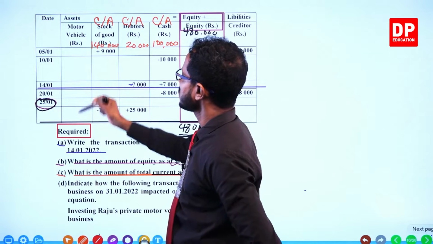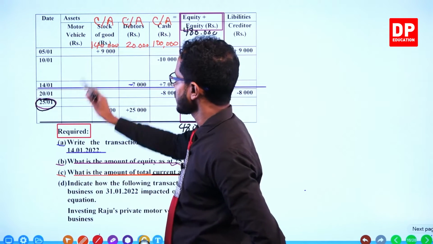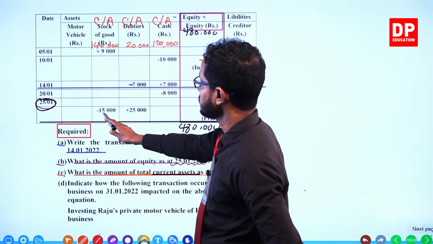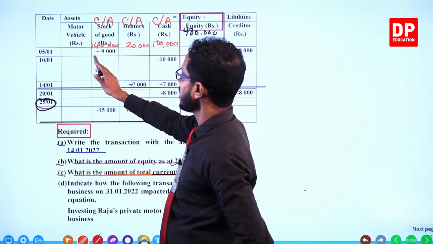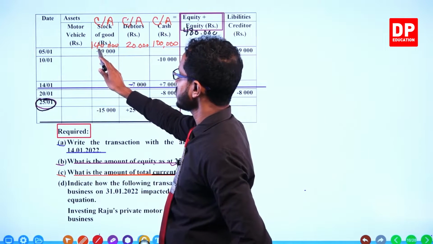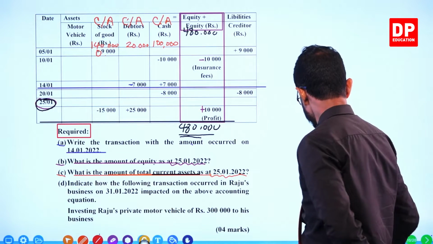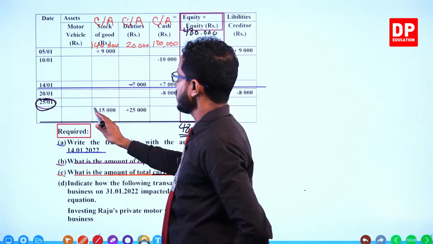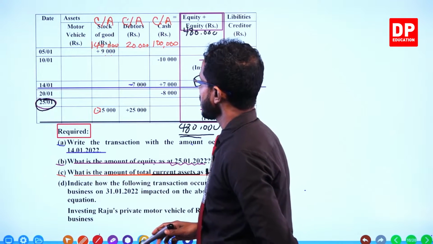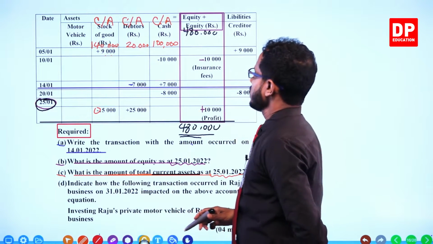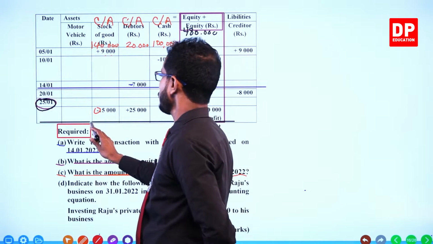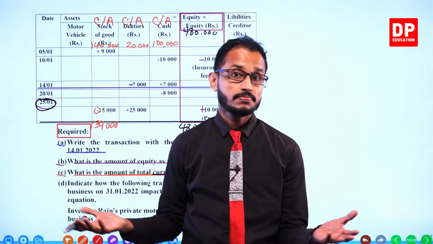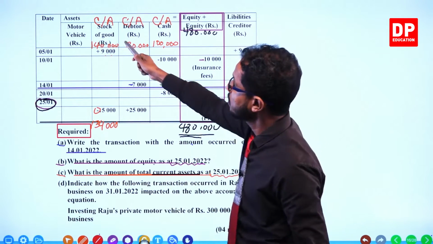In the stock of goods, there is a 9,000 increase. 140 plus 9 is 149. Again, there is a 15,000 decrease. 149 minus 15,000 gives 134,000, which is the closing balance of stock of goods.